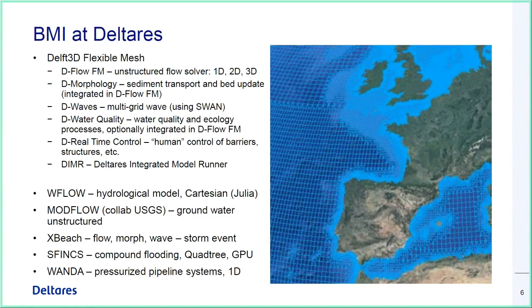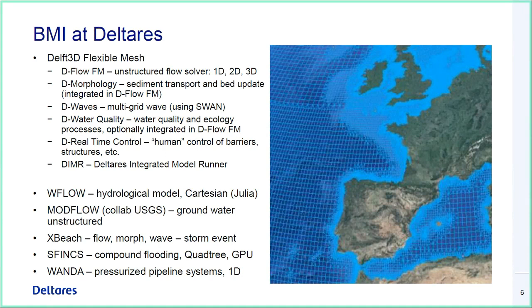BMI at Deltares. We have several models now fully or partially BMI compliant. The most dominant is the Delft3D flexible mesh suite, various components. So the flow kernel is an unstructured flow solver which can be used at global scale, but also at a local urban scale. So you can go from ocean models to sewer networks.